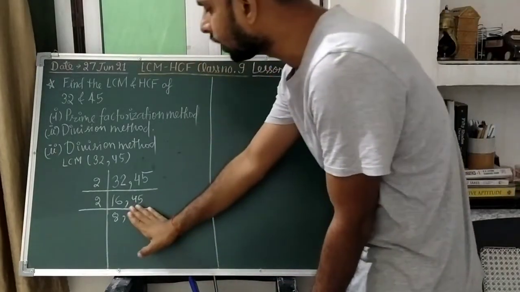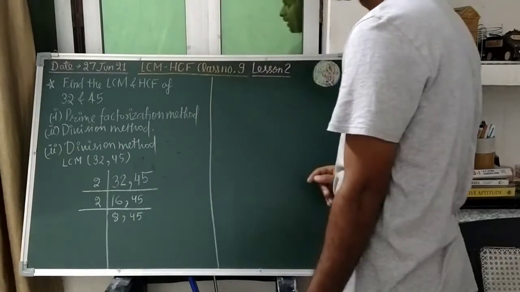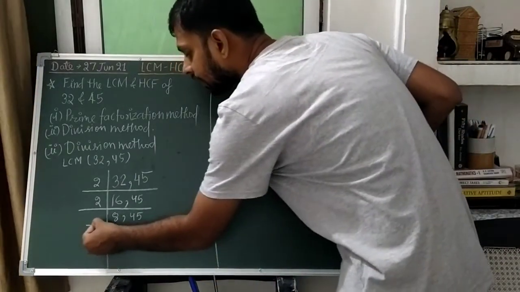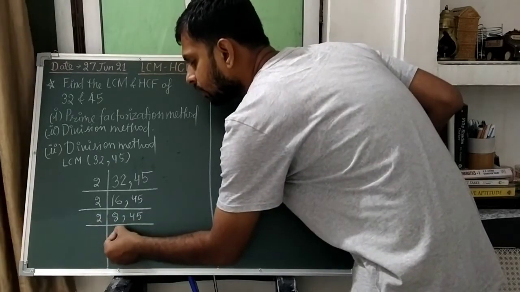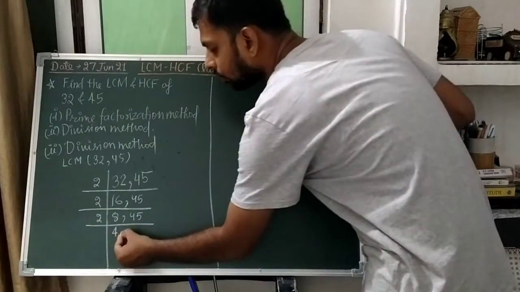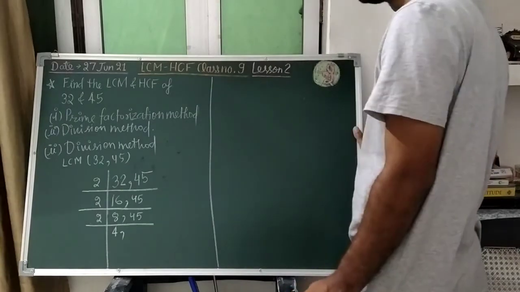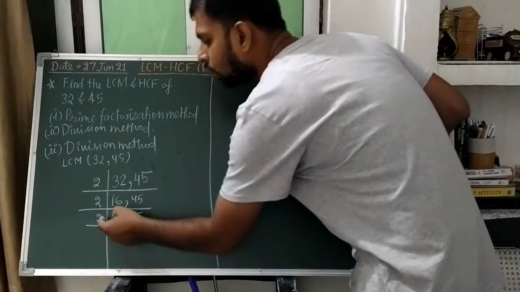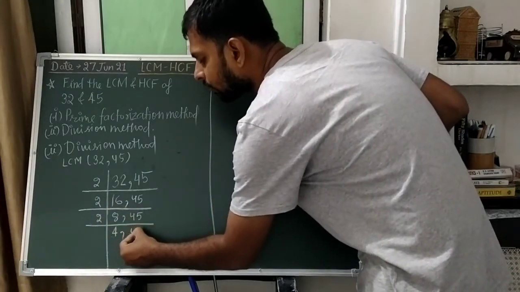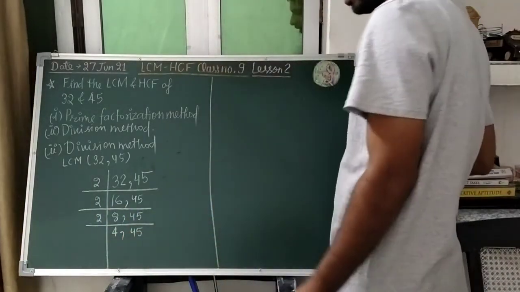Again we look whether 2 is going to divide this 8. Yes, 2 will divide it, so we select 2 here, and it will go 4 times, or when 8 is divided by 2, 4 comes as quotient and remainder is 0. 2 is not going to divide 45, so 45 we write in the same way.